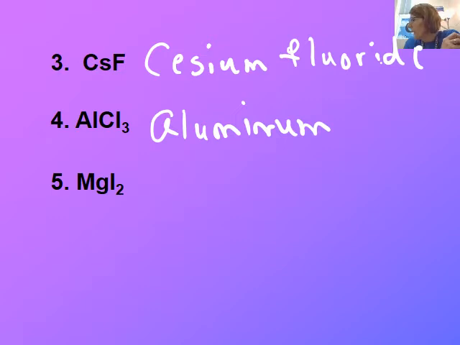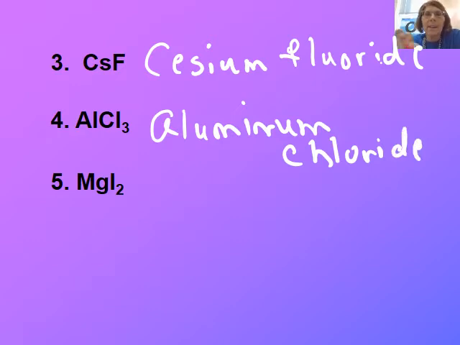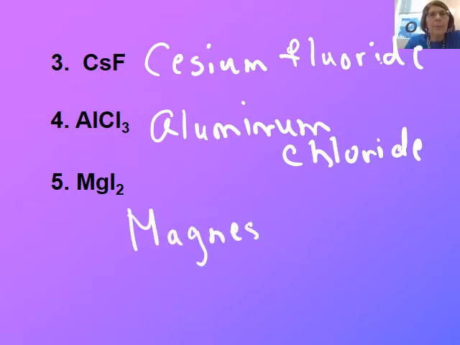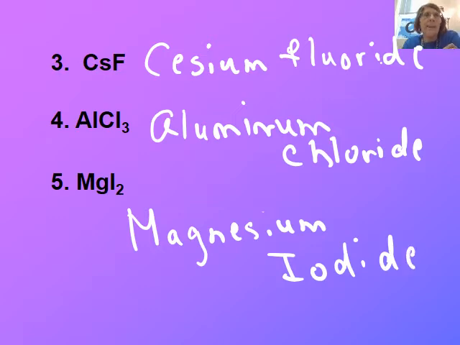And then we look for Cl again. We ignore that subscript, and it's chloride. And then now we look for Mg. Mg is magnesium. And then we look for I. So I is iodide, iodine, and we write iodide.